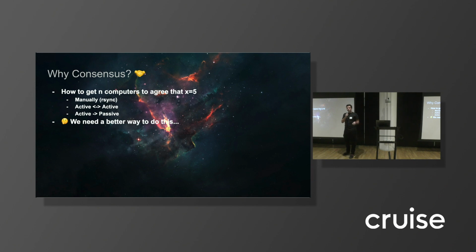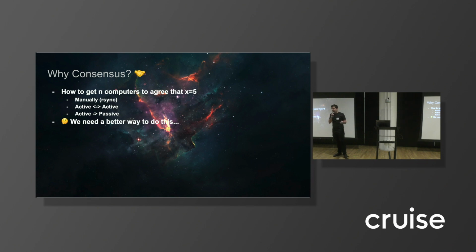So why do we need distributed consensus in the first place? It's kind of a problem to get a bunch of computers to agree that x equals 5. If we're thinking about this naively, how would we go about it? First way to do it might be to rsync it. So, just copy the data manually from one computer to another. That quickly becomes untenable as the size of the data and the frequency of the updates becomes more than you can do. So maybe you want to do an active-active setup where you're writing to 2 different data stores at the same time. But what happens if one of those data stores goes offline and those nodes get out of sync?